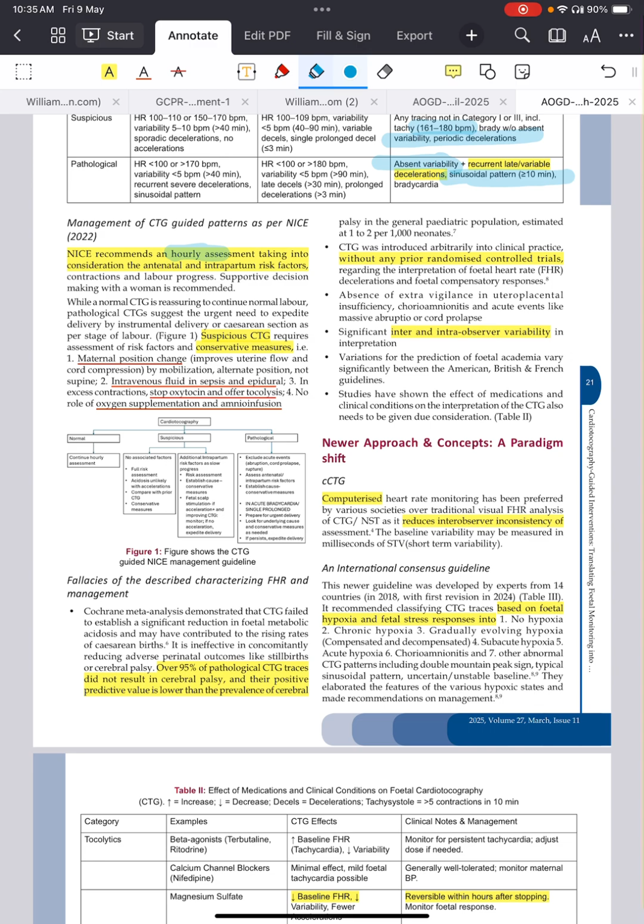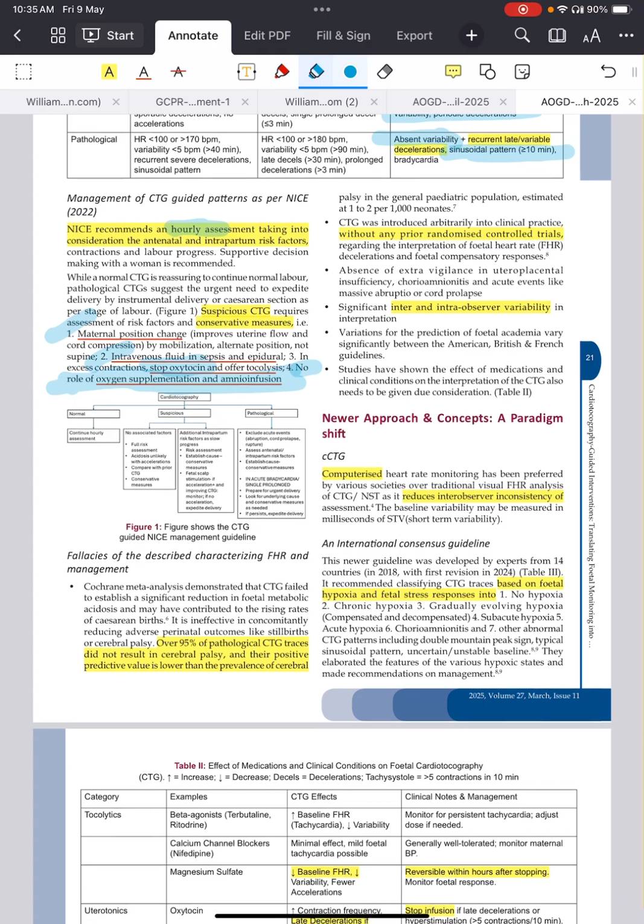If suspicious, then you can go for maternal position change and IV fluids. If there is contraction, then you stop the oxytocin. There is no role of oxygen supplementation or amnioinfusion. Only if there is bradycardia will we give oxygen supplementation, but otherwise there is no role of amnioinfusion or oxygen supplementation.